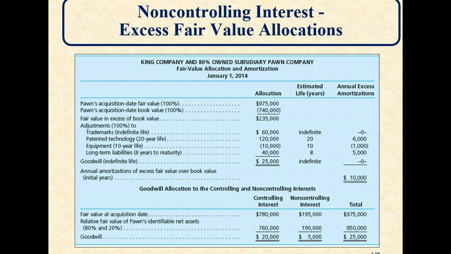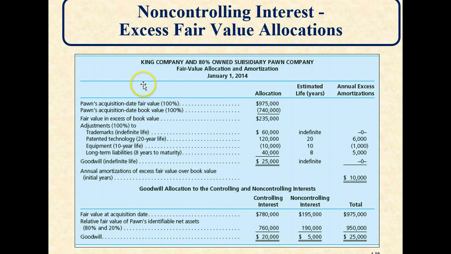Now, how are we going to allocate this information to the controlling interest and the non-controlling interest? What we're going to do is look at the identifiable assets. And if we show that the fair value is $975 and we take 80% of $975, we should end up, where does it show the net identifiable assets of $950? That's where I want to get in the book.